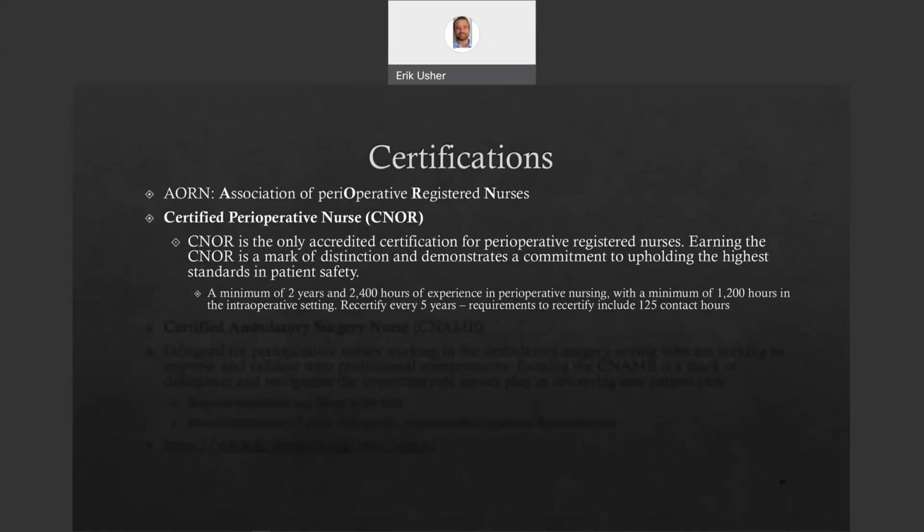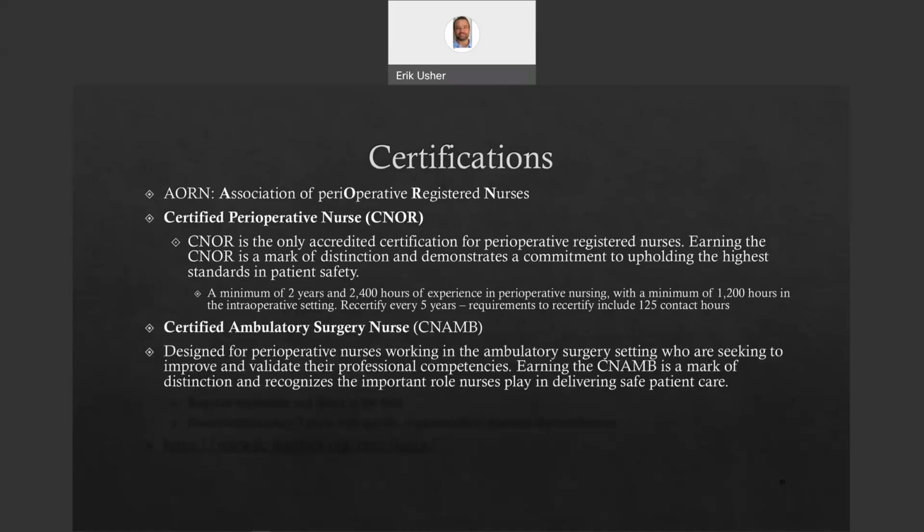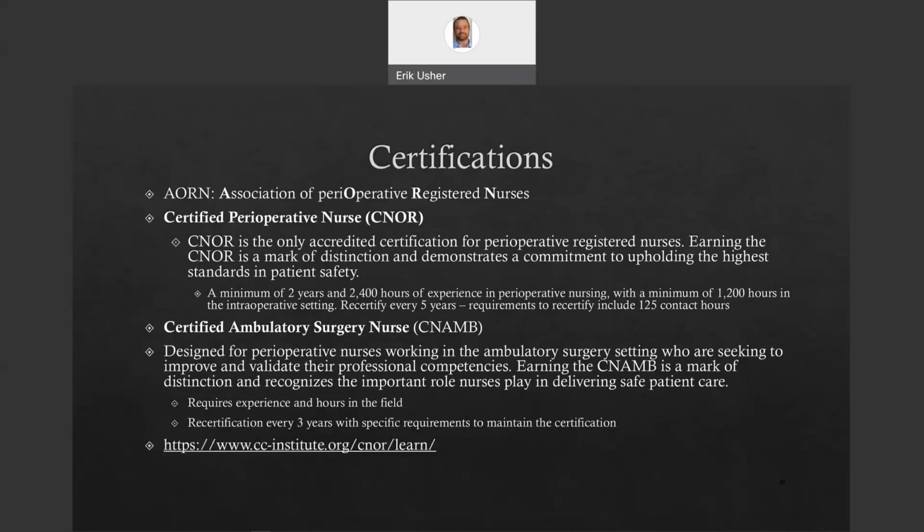Whatever field you go into, there's a certification for it. Certified ambulatory surgery nurse, again, for perioperative nurses working in the ambulatory setting who are seeking to improve and validate their professional competencies. So earning it, again, is a mark of distinction. It recognizes your role. Don't forget, most facilities financially reward you when you have certifications too. It requires experience and hours in the field. They recertify every 3 years, with specific requirements. And again, there's a link there if you want to learn more, if OR nursing seems to be something that you really, really want to get into.